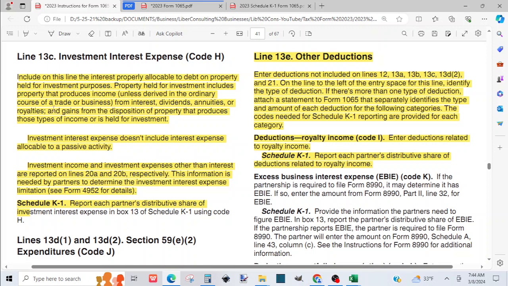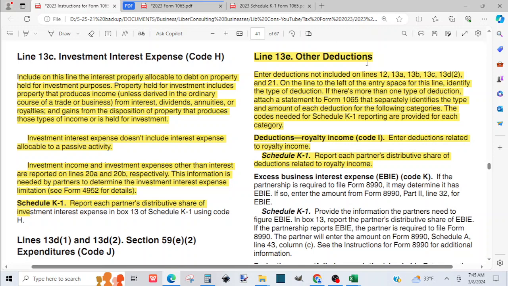Property held for investment includes property that produces income, unless derived in the ordinary course of a trade or business, from interest, dividend, annuity or royalty, and gain from the disposition of the property that produces those types of income and is held for investment. Investment interest expense doesn't include interest expense allocated to a passive activity.